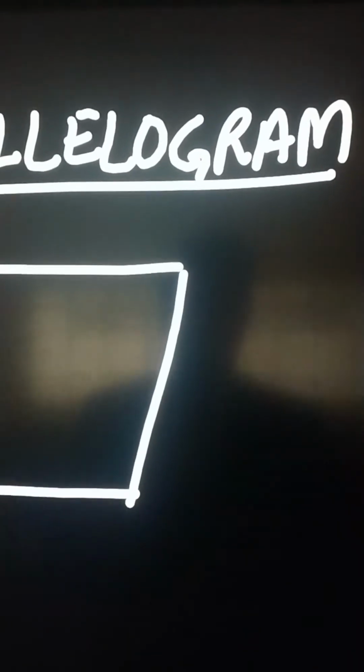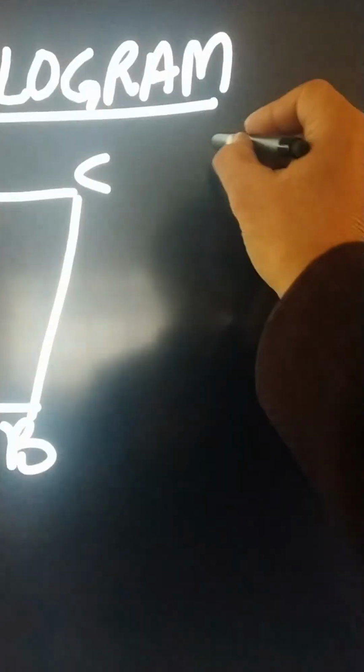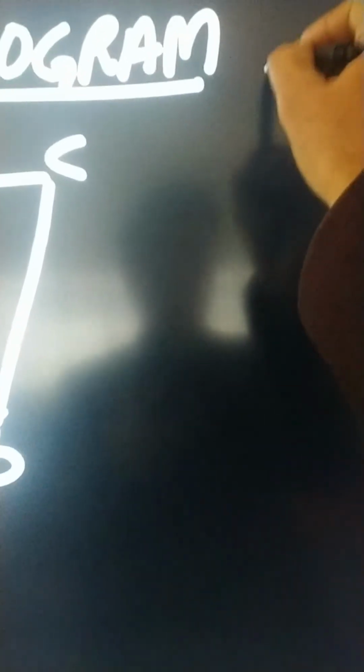The first thing is you must know what a parallelogram is. It is a quadrilateral which has opposite sides parallel. But there are some important properties of a parallelogram. So if I call ABCD a quadrilateral, then its first property is that opposite sides are equal and parallel.